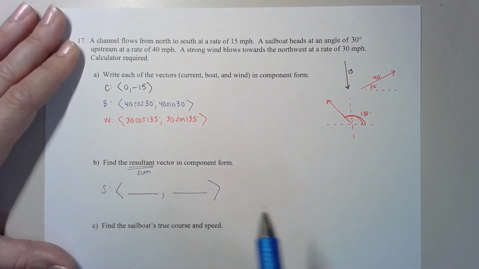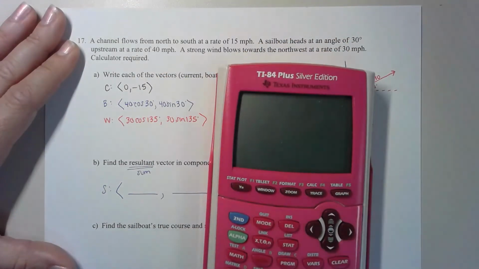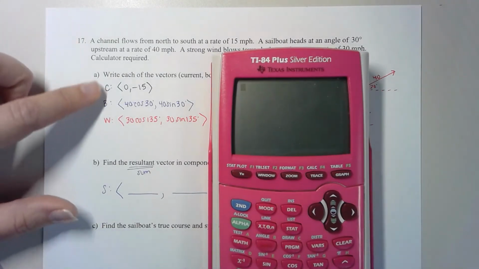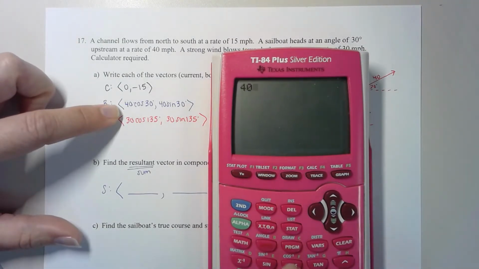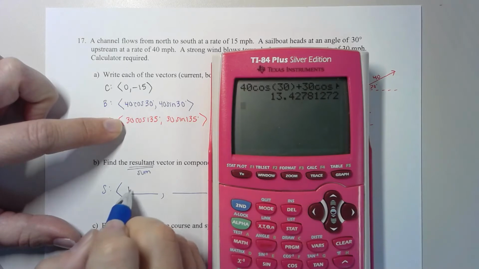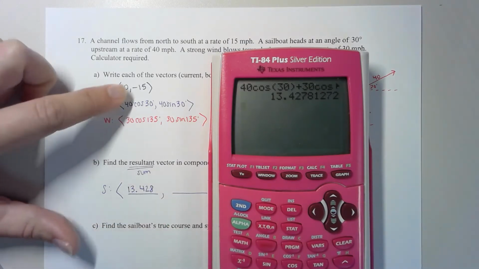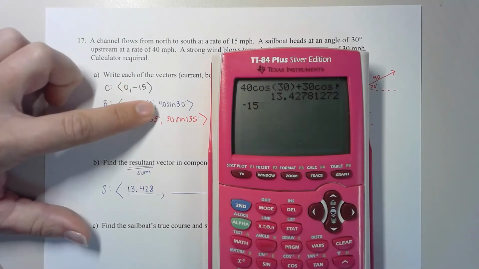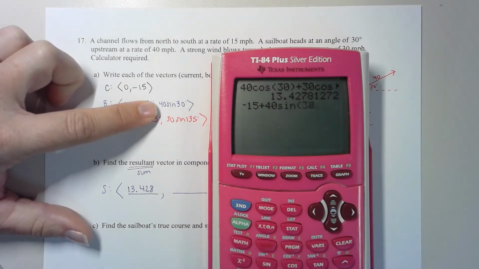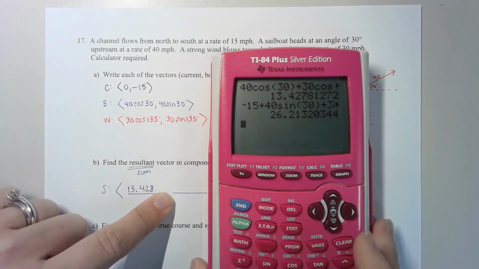And this one I will go ahead and use my calculator. I'm going to add these three numbers and then I'll add these three numbers. So I'll just grab my calculator, making sure it's in degrees. 0 plus 40 cosine of 30 plus 30 cosine of 135 gives me 13.428. And then we'll do our negative 15 plus 40 sine of 30 plus 30 sine of 135. And that gives me 26.213.